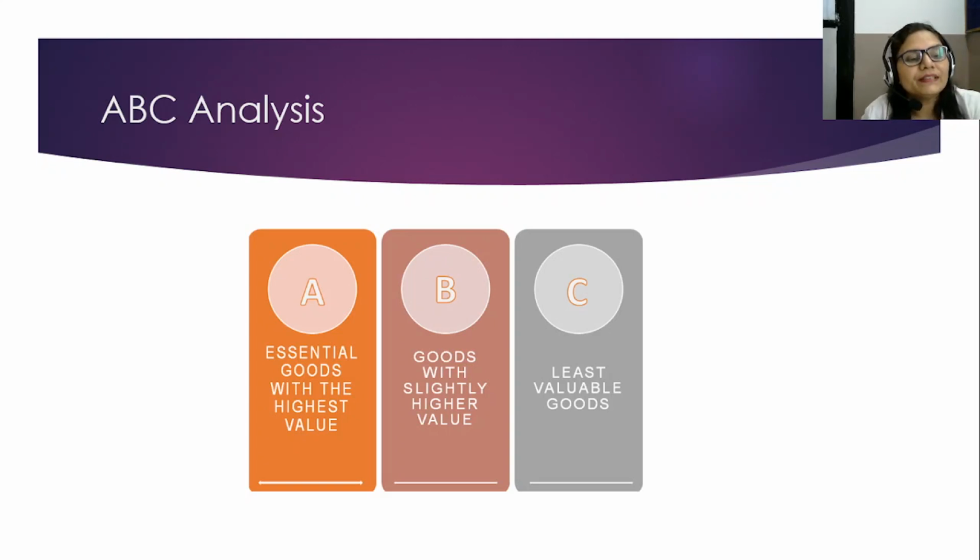The items placed in this category have the lowest consumption value and account for less than 5% of the annual consumption value that comes from about 50% of total inventory items. Now, what is the reason behind ABC analysis?